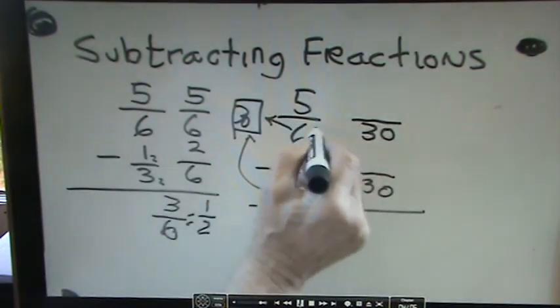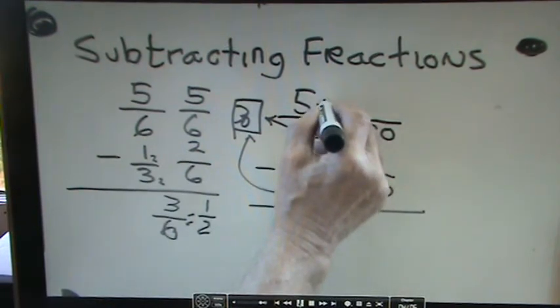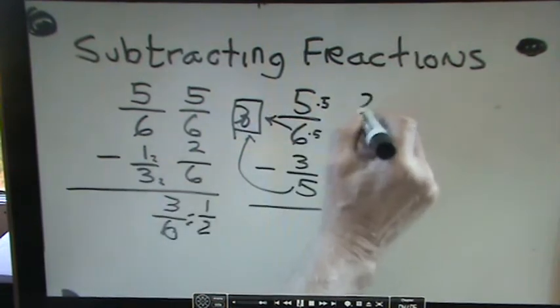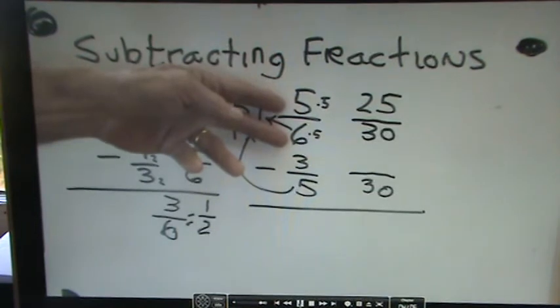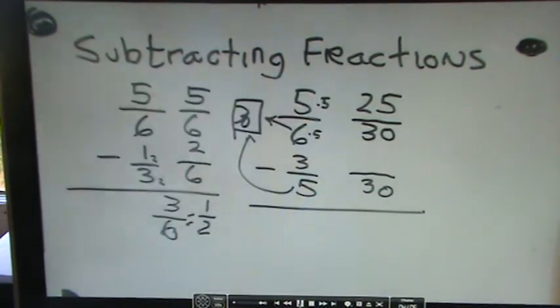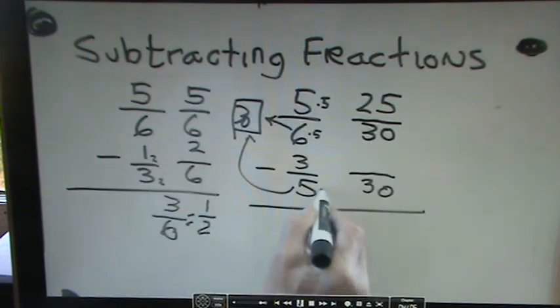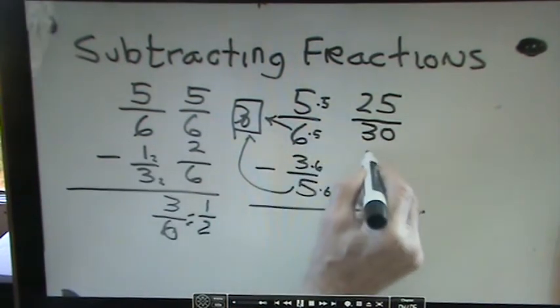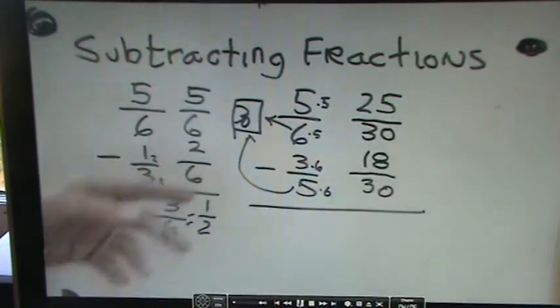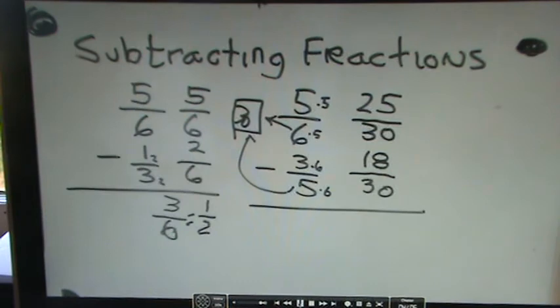6 times what number gives me 30? Well, 6 times 5 gives me 30, so then I'll do 5 times 5 gives me 25. So I have renamed 5/6 to its higher name, 25/30. Now we'll do the same thing here. 5 times what number gives me 30? Well, 5 times 6 gives me 30. So then I have to multiply this by 6. 3 times 6 gives me 18. I have renamed 3/5 into 18/30.